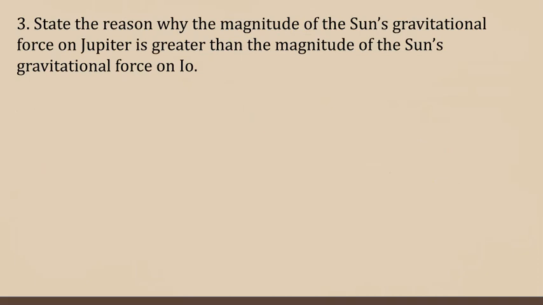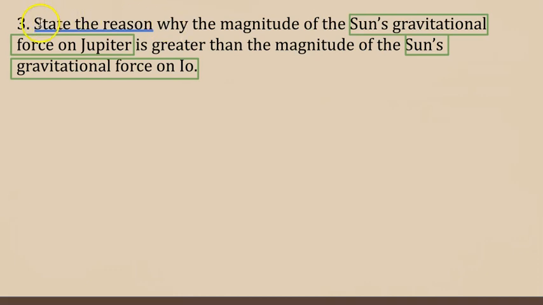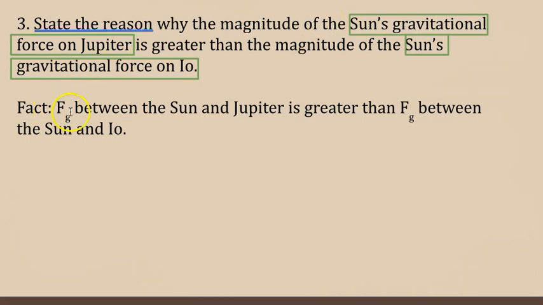Question 3 says, state the reason why the magnitude of the sun's gravitational force on Jupiter is greater than the magnitude of the sun's gravitational force on Io. This question can trip people up because they're not asking you to compare these two things. They already told you which one is greater, and you have to explain why. So when they say state the reason, that means they're kind of telling you a fact and asking you to explain it. So the fact that they're giving us is Fg, or force of gravity, between the sun and Jupiter is greater than Fg between the sun and Io. And you have to explain why.